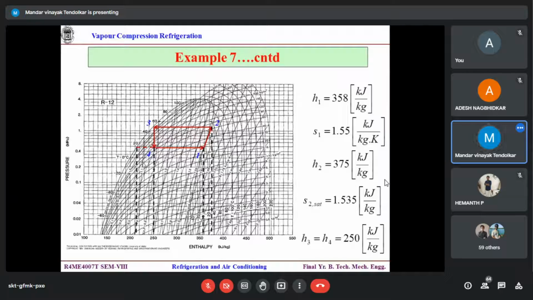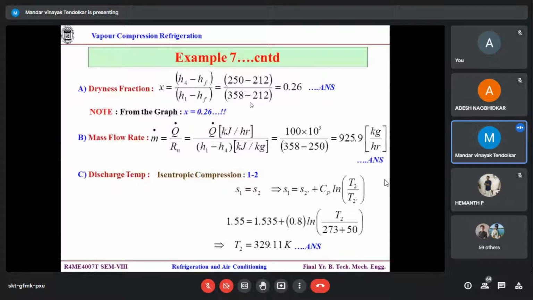How much are you getting? Somewhere around 0.25. My value is 0.26. If your enthalpy values h4 and h1 are correct, and the hf value would be slightly off here and there, there is a deviation naturally because of graphical error. Fine. Okay.